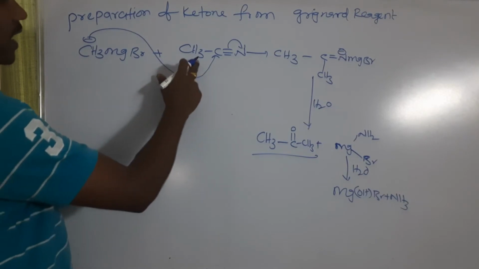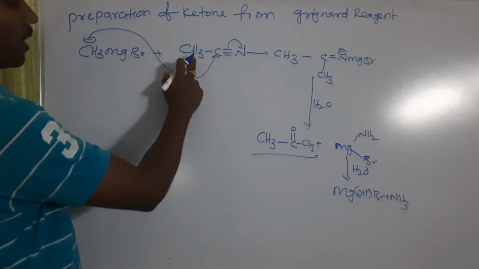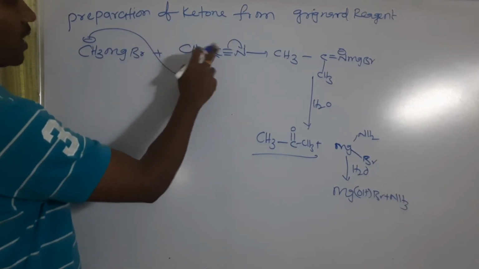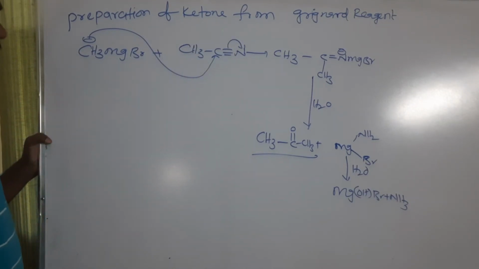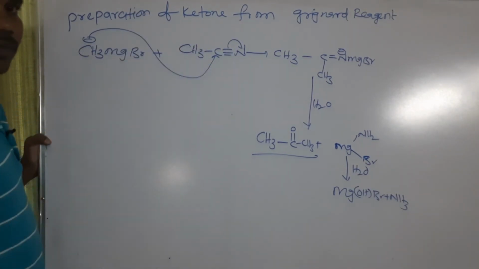If you want a ketone, then you have to change the alkyl group here. If you want an aldehyde, then instead of methyl you have to take hydrogen. That's it.